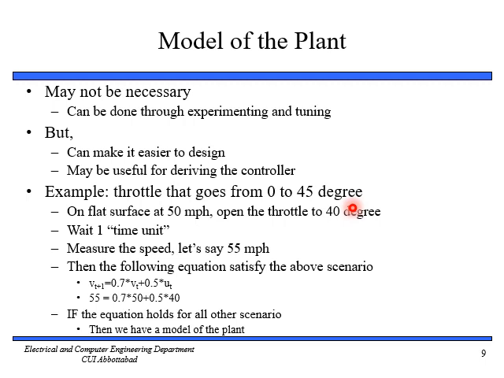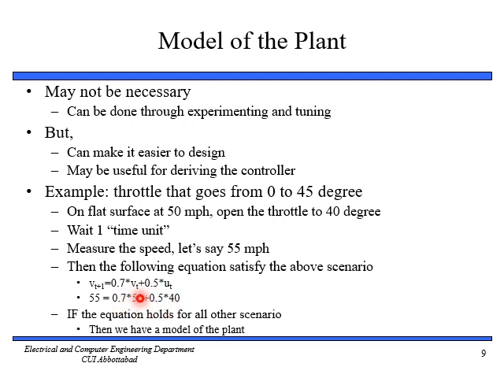We wait one time unit, then measure the speed, let's say 55 miles per hour. Now finally the equation comes in. This is our system equation: V of t plus 1, that is the next speed, is equal to 0.7 into V of t, which is our current speed of 50 miles per hour, plus 0.5 into U of t, which is our control input.